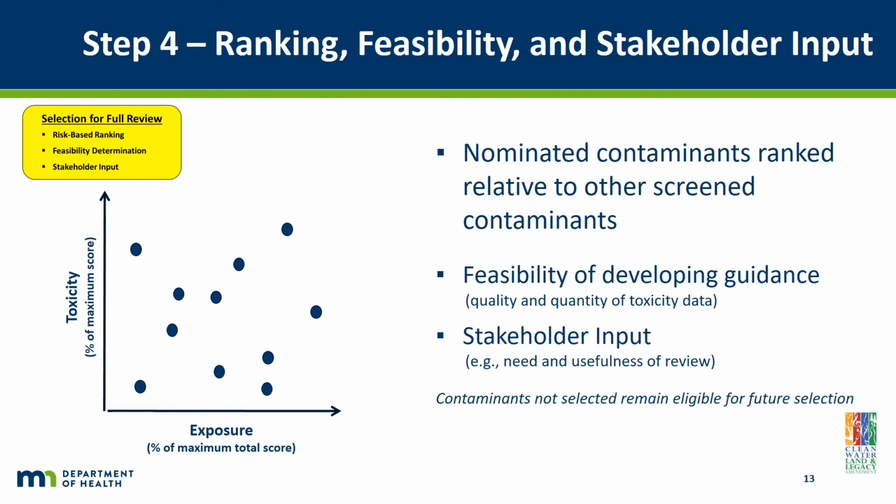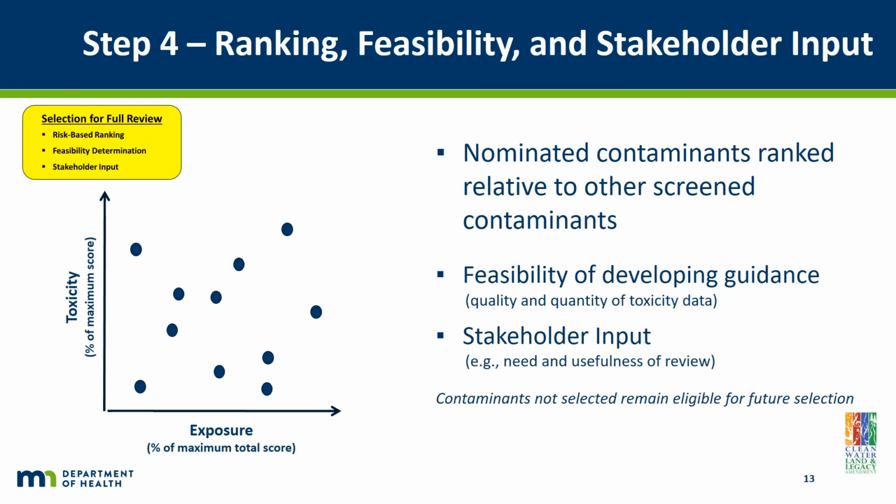In addition to risk-based ranking, the feasibility of developing guidance is also considered. During the screening process, the quality and quantity of publicly available toxicity data is noted and is used to determine whether sufficient information is likely to be available for deriving contaminant-specific guidance values. Higher-ranked contaminants with adequate information are identified as the best candidates for guidance development. Contaminants that are not selected for full review remain eligible for future selection.